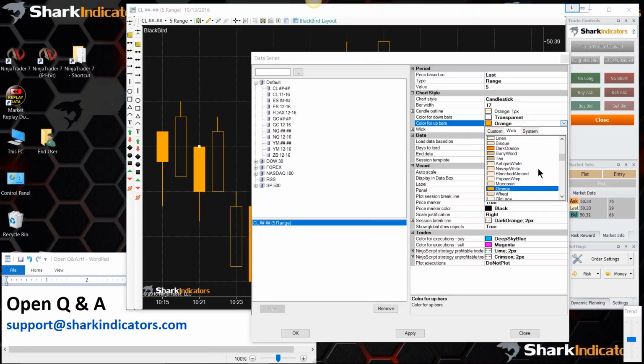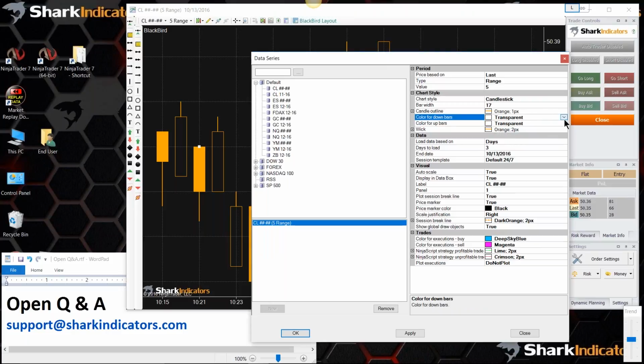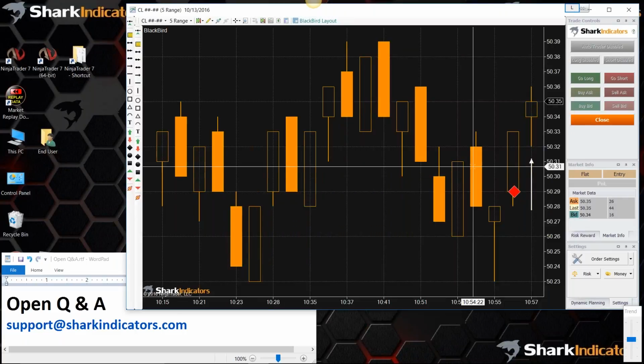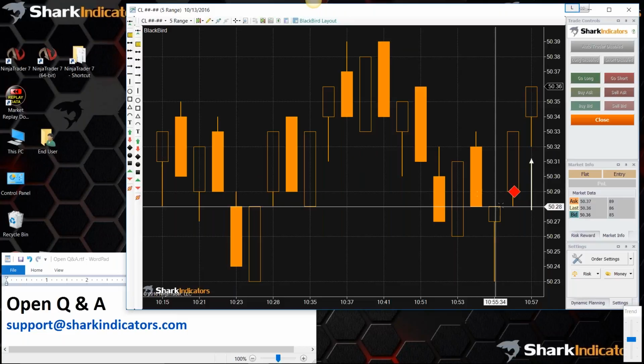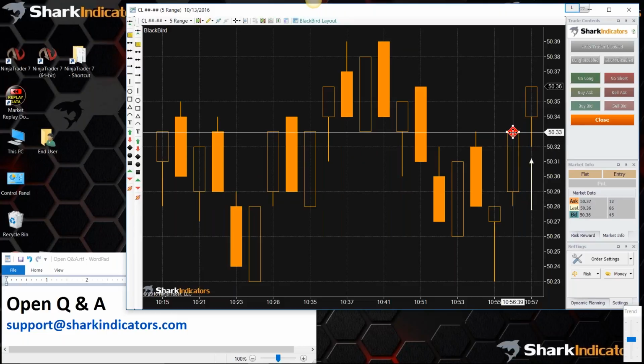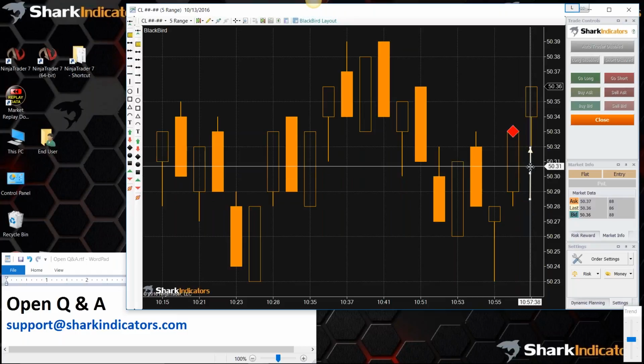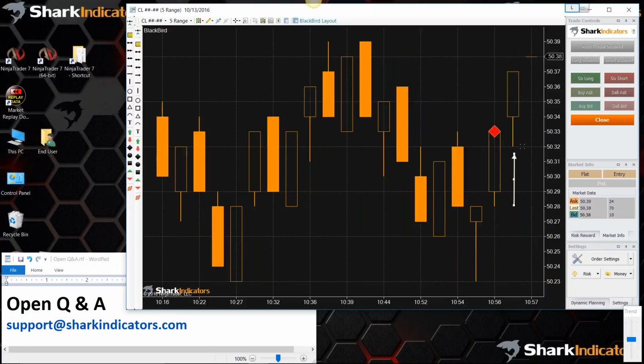Just a moment. I want to reverse my color scheme on my bars here. I'm not sure why this machine has reverse color schemes, but I need to get that straightened out. Okay, so down bars are orange, up bars are transparent. And price sure moves fast, doesn't it? There we go.